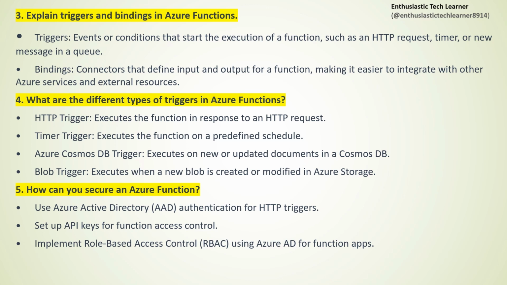How can you secure an Azure function? Use Azure Active Directory (AAD) authentication for HTTP triggers. Set up API keys for function access control. Implement role-based access control (RBAC) using Azure AD for function apps.